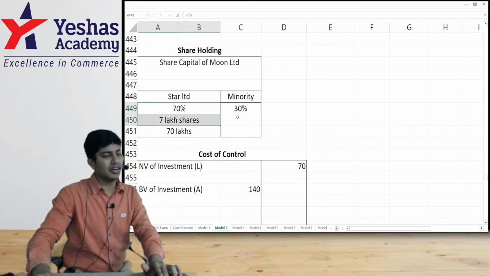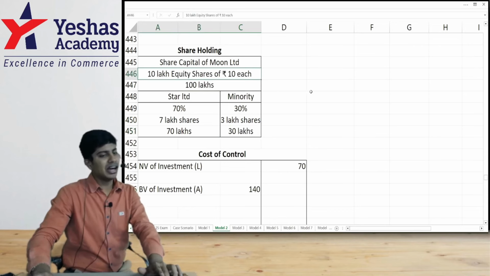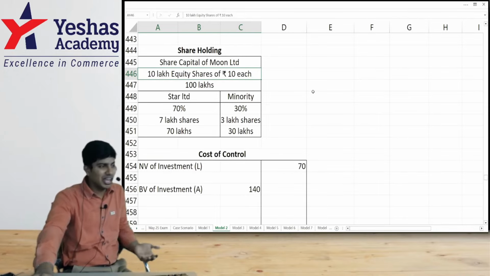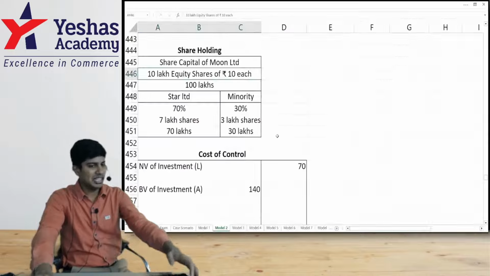70% is 70 lakh. So minority 30% will be 3 lakh shares and 30 lakh rupees. Can I say total capital will be 100 lakh? You agree with me? Now you will say, sir, then all good, then we don't have to prepare the balance sheet. Why? I told you the balance sheet only one item was missing, capital. Now that capital is found.